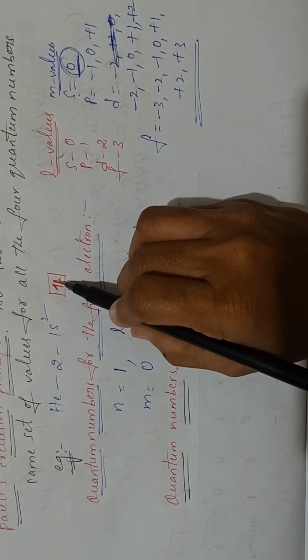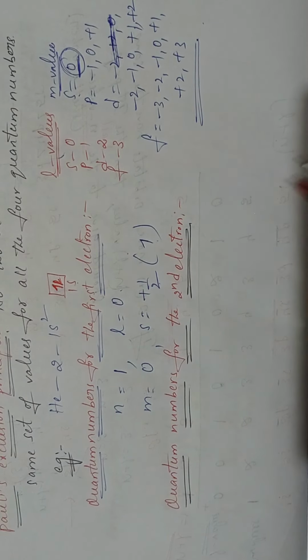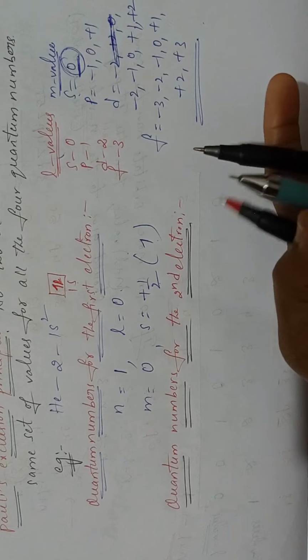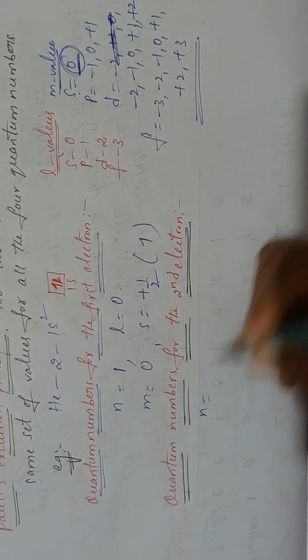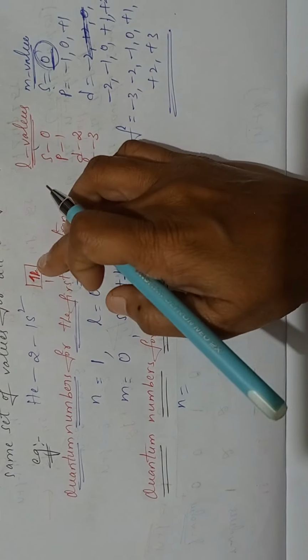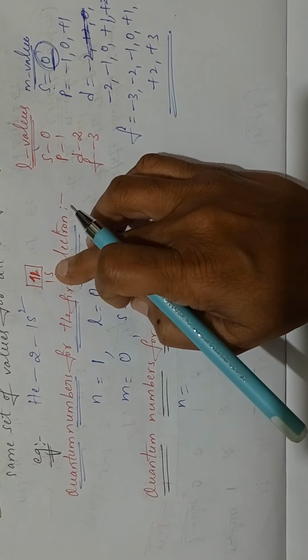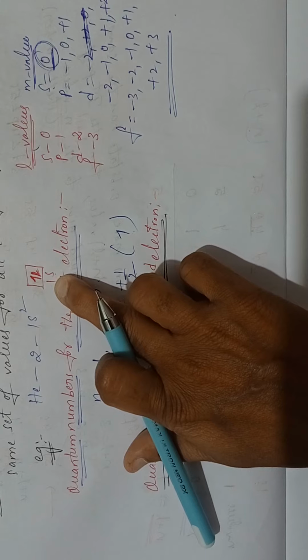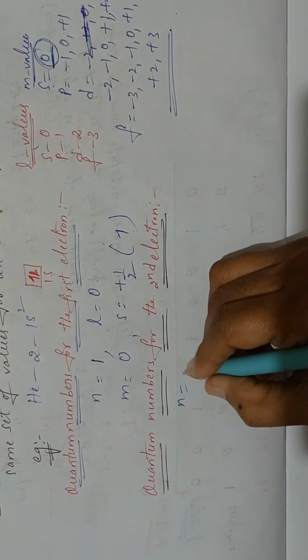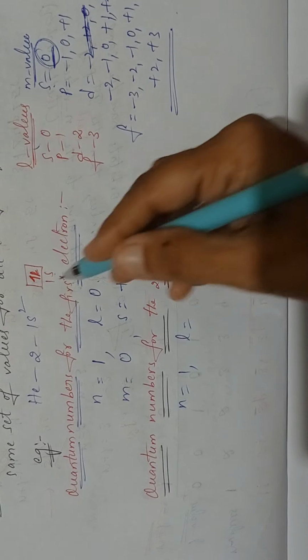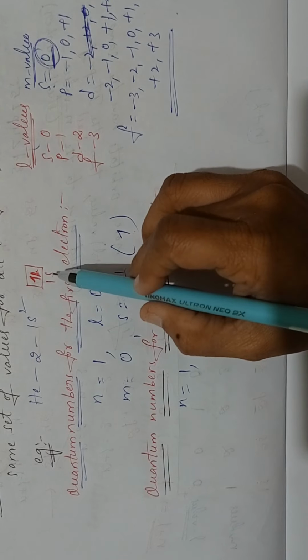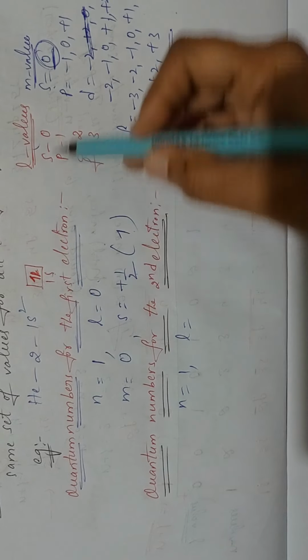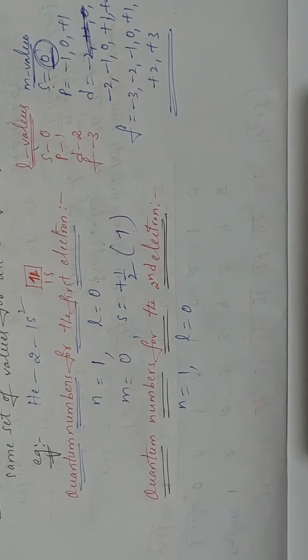So for this electron I'm going to calculate the 4 quantum number values. First, n value, n is equal to how much? This electron is present in the 1s orbital, so n value is equal to 1. This number indicates the shell number, so n is equal to 1. Next, L is equal to, azimuthal quantum number. For s subshell, the azimuthal quantum number value is 0. So L equal to 0.